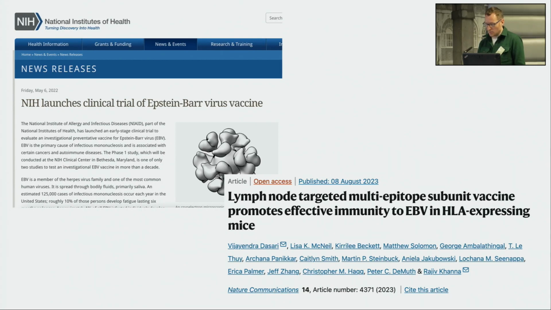A multi-epitope vaccine has been trialed in mice with encouraging results. I don't think that vaccine has yet been trialed in humans, but last year they started phase 1 trials of another multi-epitope vaccine in humans as well. So I guess watch this space, but I think we've been saying that for about 20 years now for EBV vaccines.